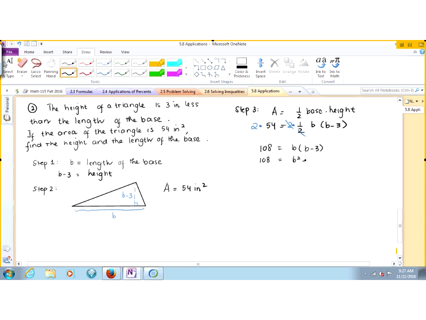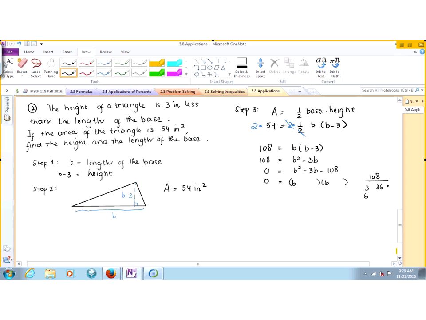So 108 is b squared minus 3b. So 0 is b squared minus 3b minus 108. Oh, so we're going to try to factor this. 108 is pretty big. So, 1 times 108 doesn't work, right? 2 times 54 doesn't work. What about this? This is divisible by 3. What is 108 divided by 3? 36? Okay. Does it work?